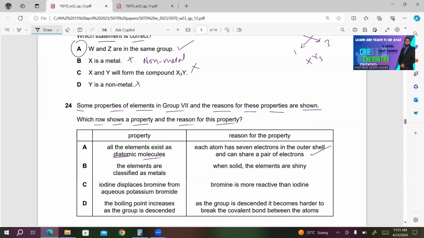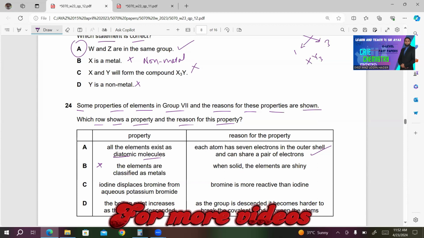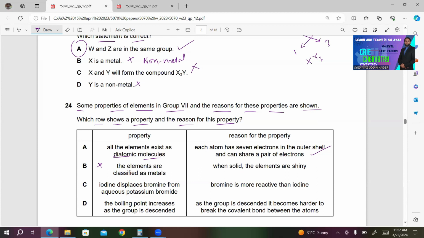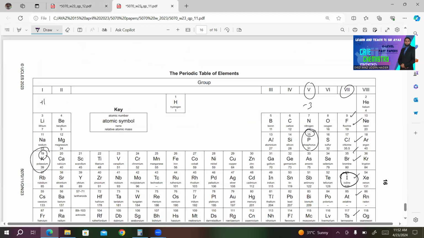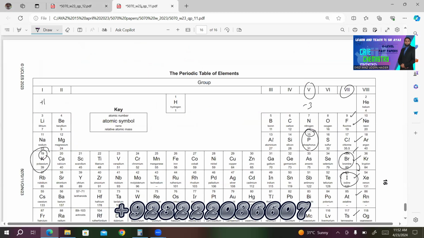B, the elements are classified as metals. This is incorrect. No need to read the other statement. If one is wrong, no need to read the reason for the property. C, iodine displaces bromine from aqueous potassium bromide. This is also incorrect because iodine, here is iodine, it's below bromine. So it can't displace bromine. Bromine is more reactive than iodine.